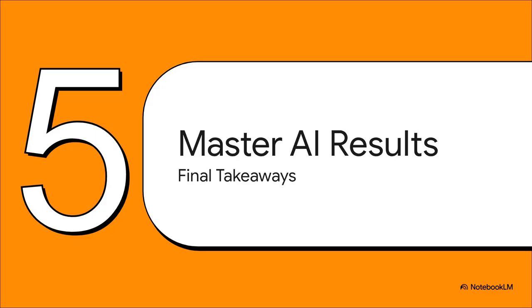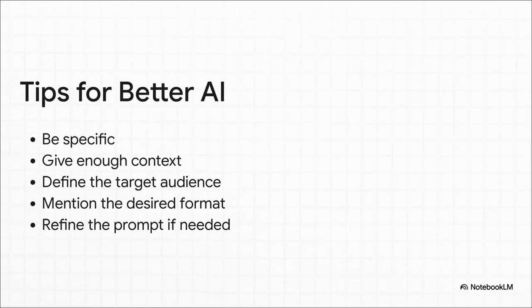Let's wrap this all up and bring it home with our final section, Master Your AI Results. To make sure you generate amazing, high-quality content across text, images, or code every single time, let's summarize the core takeaways. Number 1, be specific. Number 2, always give enough context. Number 3, clearly define your target audience. Number 4, explicitly mention the desired format, whether that's a paragraph, bullet points, or table. And number 5, honestly, probably the most important one, refine the prompt if needed.